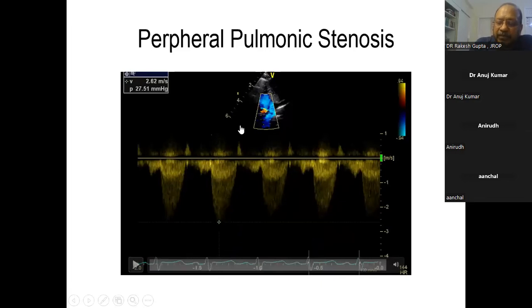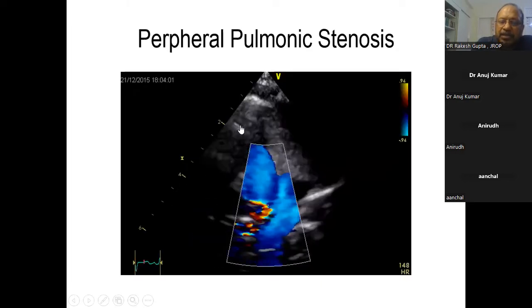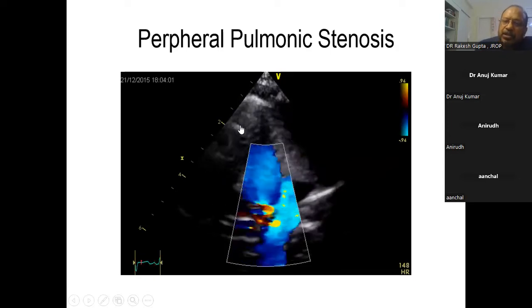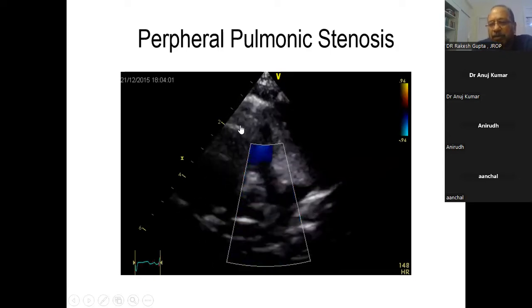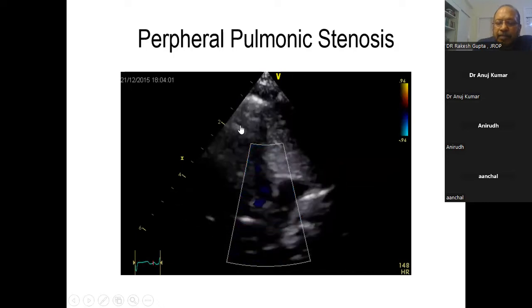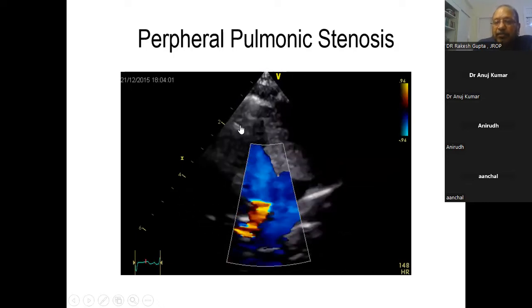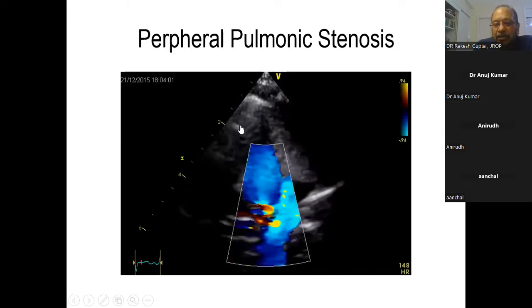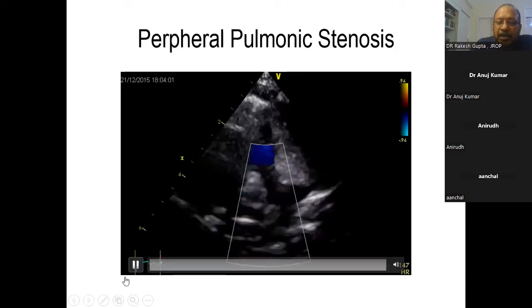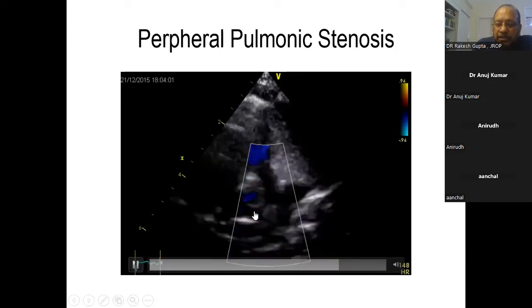This does happen, and we do see it in day-to-day clinical practice. So whenever I talk of pulmonic stenosis, I say 4 types of pulmonic stenosis are present: subvalvular, valvular, supravalvular, and peripheral pulmonic artery stenosis. So here is the example for that peripheral pulmonic artery stenosis.